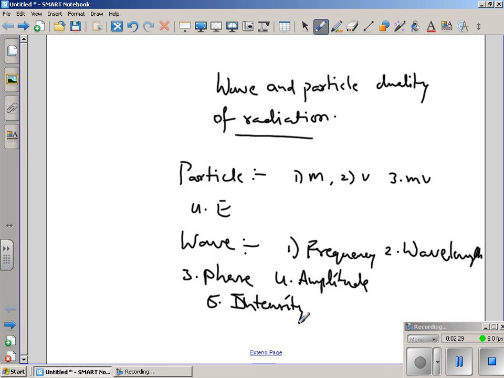Radiation, including visible light, infrared light, UV, X-rays, etc., behaves as waves in experiments based on interference, diffraction, etc., which require the presence of two waves at the same time and position, and it is difficult for two particles to occupy the same position at the same time. We conclude that radiation behaves like a wave.